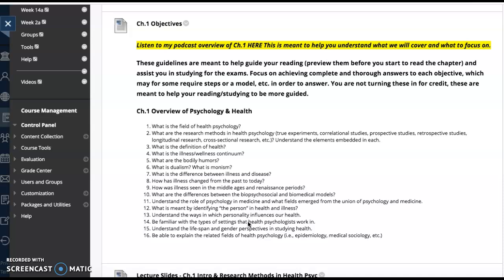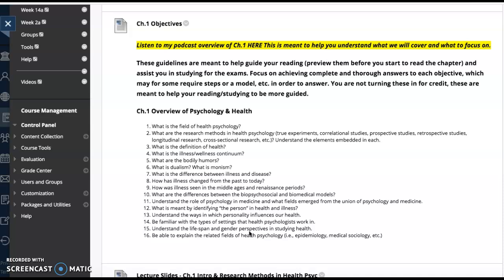You'll also want to be familiar with the types of settings that health psychologists work in. If you are a health psychologist, what kind of degree do you have? Where might you be working? You'll see a variety of settings. And people who go into health psychology, sometimes they have a psych background and sometimes they have a medical background, clinical psych background. So it depends and it varies. So we'll take a little bit of a look at that.